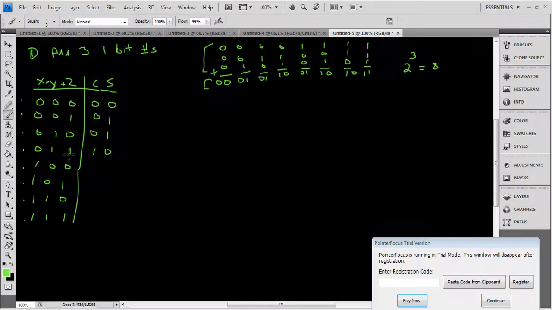I know I'm going fast, but this is just adding 1 plus 1. This is adding 0 plus 1 plus 1 is 2. 1 plus 0 plus 0 is 1. 1 plus 0 plus 1 is 2. 1 plus 1 plus 0 is 2. 1 plus 1 plus 1, 3.